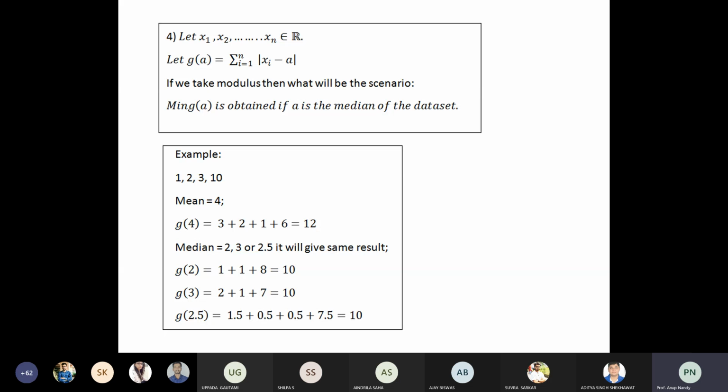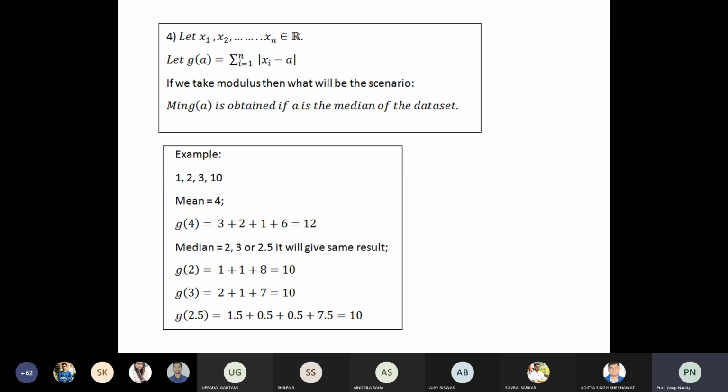Now if you take the median, here we have an even number of terms. If n is odd, then the median is exactly the midpoint. Here n is even, so it is between the n by 2 and n by 2 plus 1 terms. So you can take 2 and 3, or take 2 plus 3 by 2, that is 2.5. Both will give you the same result. You can check it. So 2.5 is not a member of the data set, so the median need not be a member of the data set.